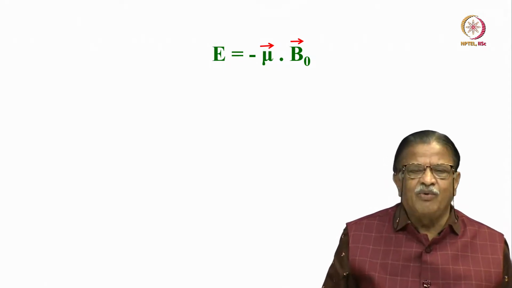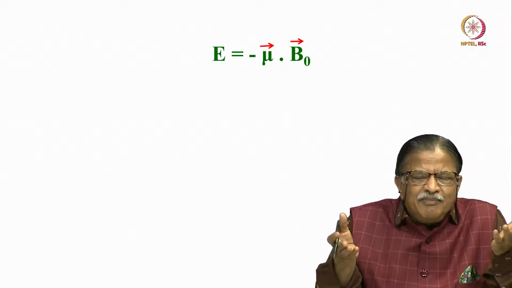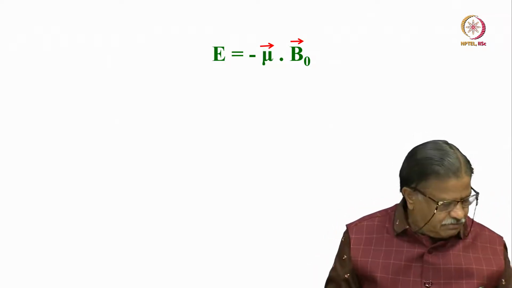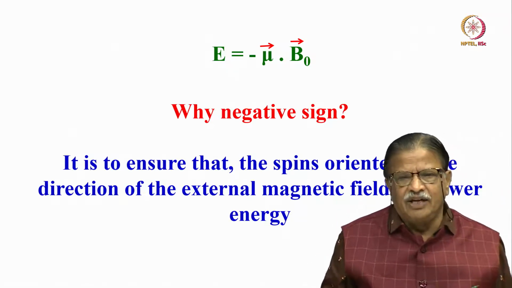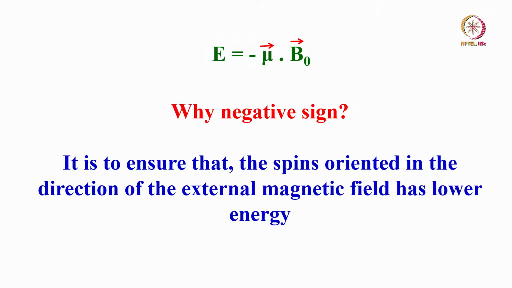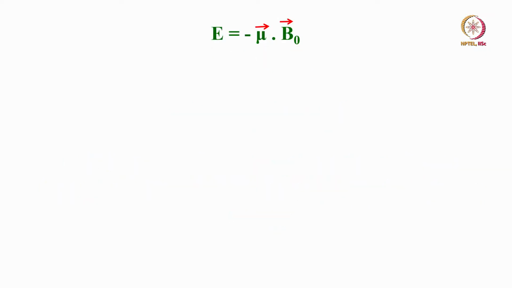You may ask me a question: what is the negative sign? What is the meaning of telling energy being negative? It is to ensure that spins orient in the direction of the magnetic field. The spins oriented in the direction of the magnetic field have lower energy compared to the ones oriented in the direction opposite to the magnetic field. This is a convention. To bring in this concept, the negative sign is put.